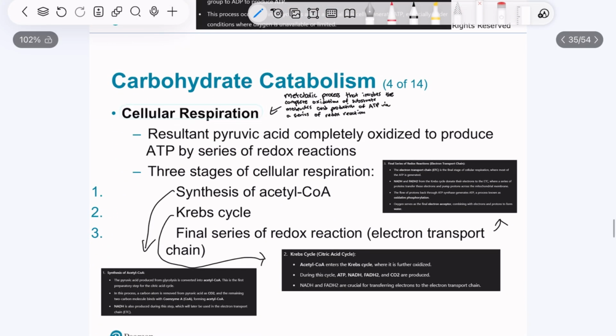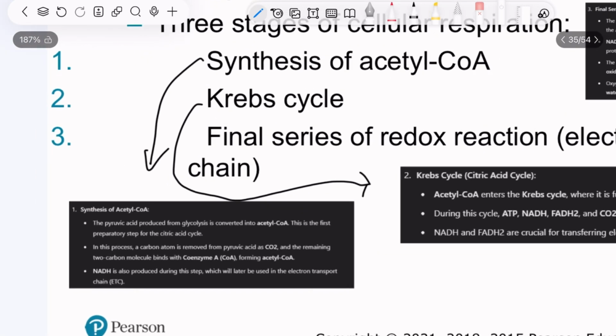And then we move on to cellular respiration. Cellular respiration is a metabolic process that involves the complete oxidation of substrate molecules and production of ATP via a series of redox reactions. So again, it is the pyruvic acid being completely oxidized to produce ATP by a series of redox reactions. And there are three stages of cellular respiration, starting off with the synthesis of acetyl-CoA.